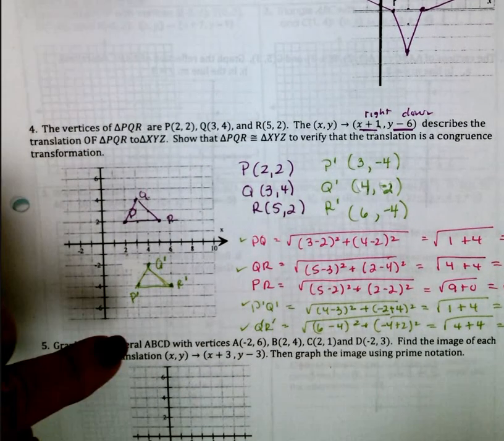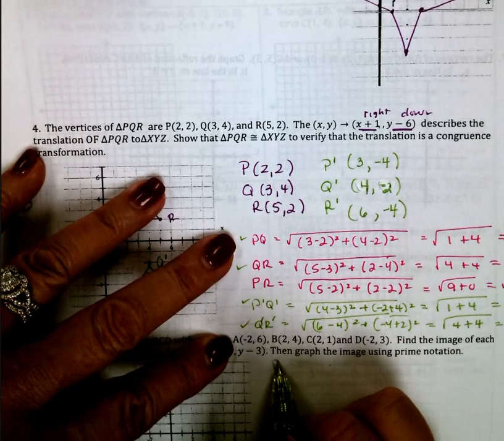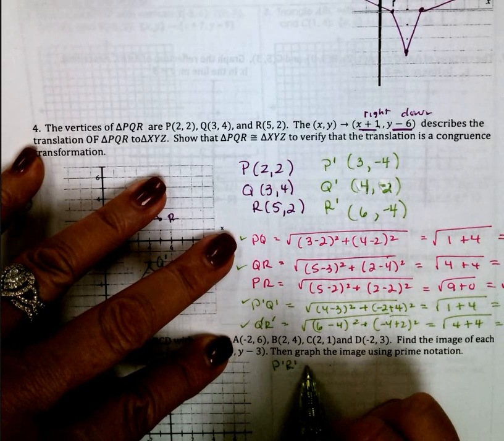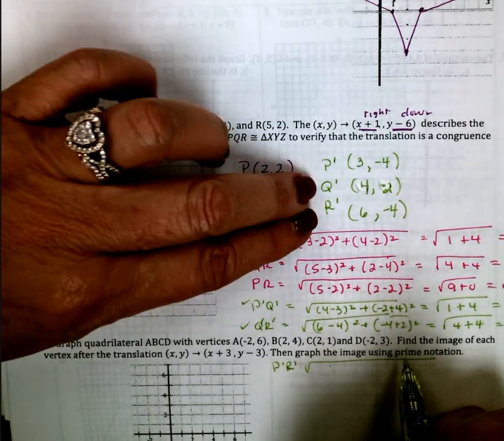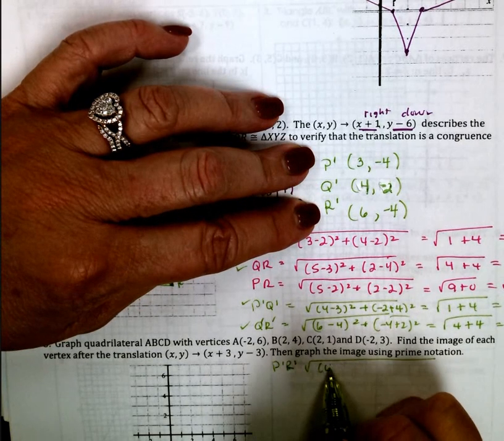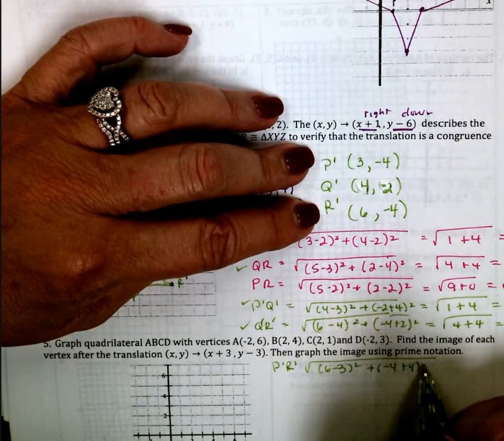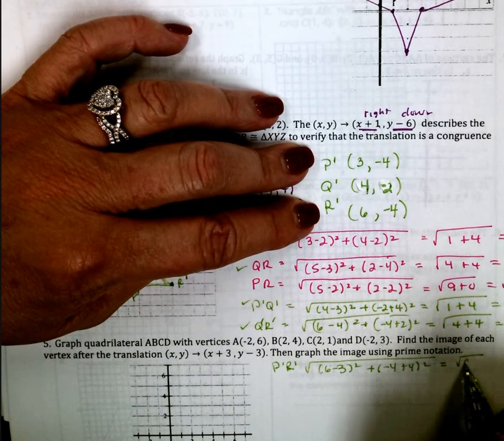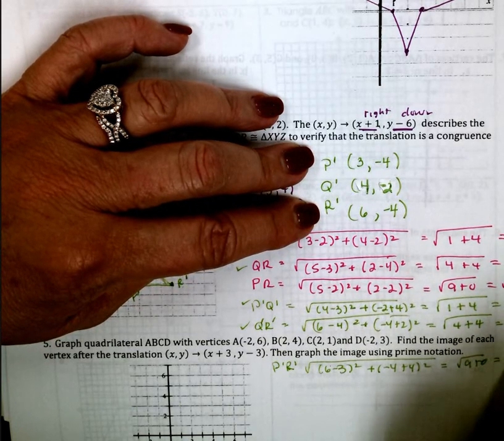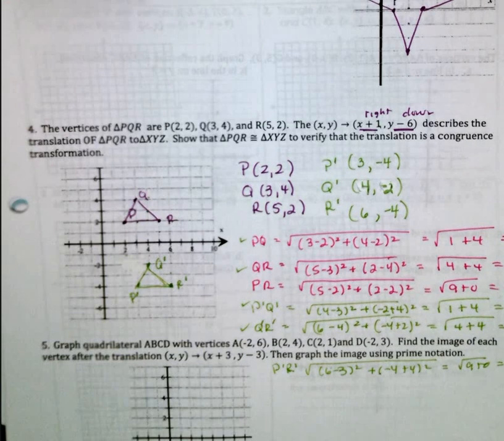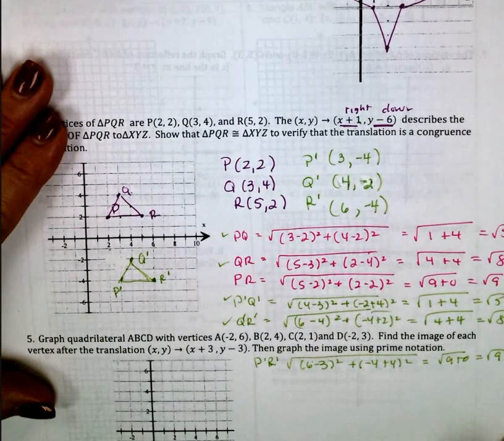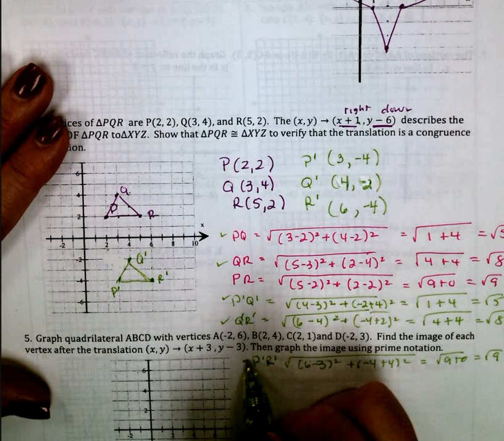I've run out of room, so we're just going to do them down here. P and R, the square root of PR is going to be 6 minus 3 squared plus negative 4 plus 4 squared. So it's going to be the square root of 9 plus 0. So I got the square root of 9. Again, some of that math you can do quickly on your Desmos, no problem. But I have verified that it's isometric.